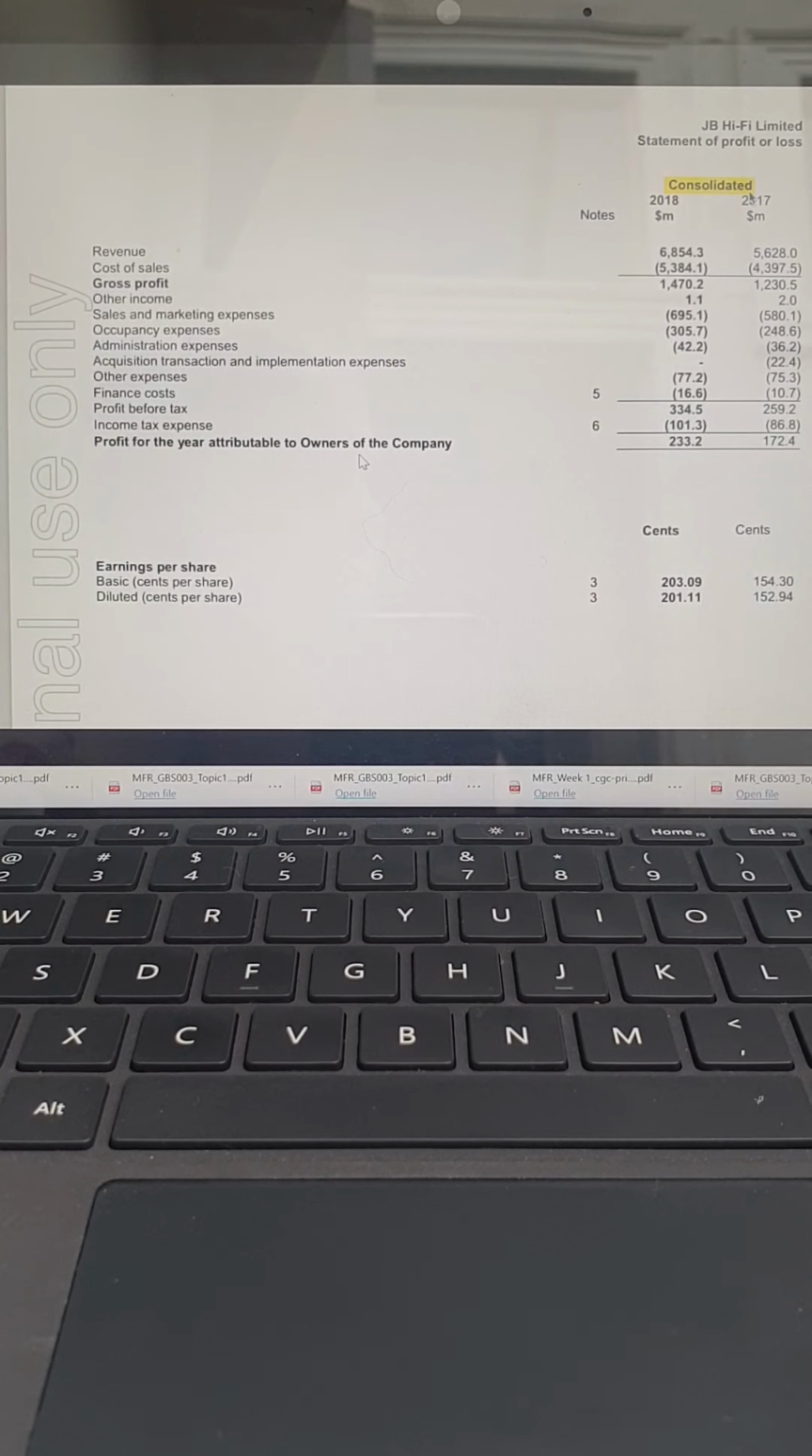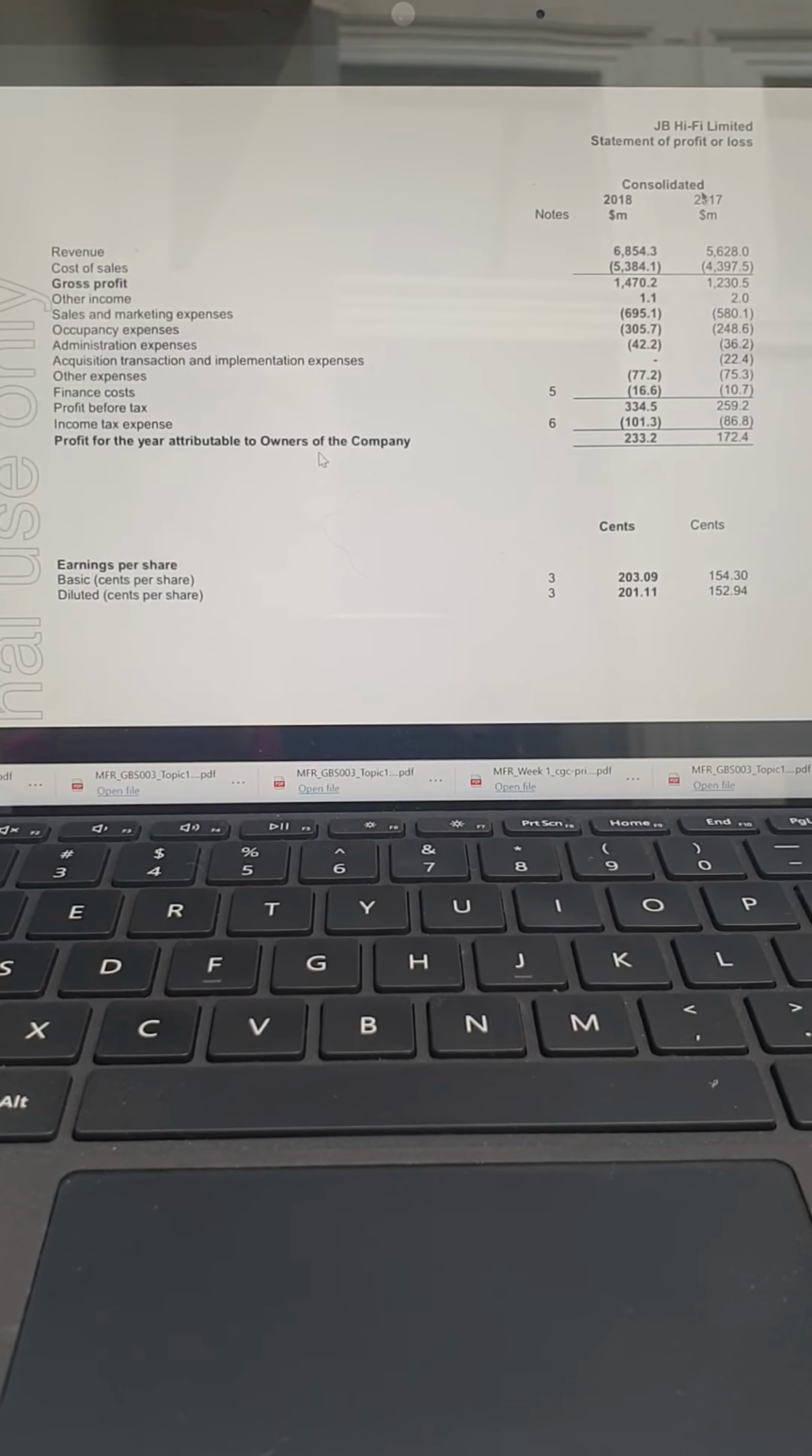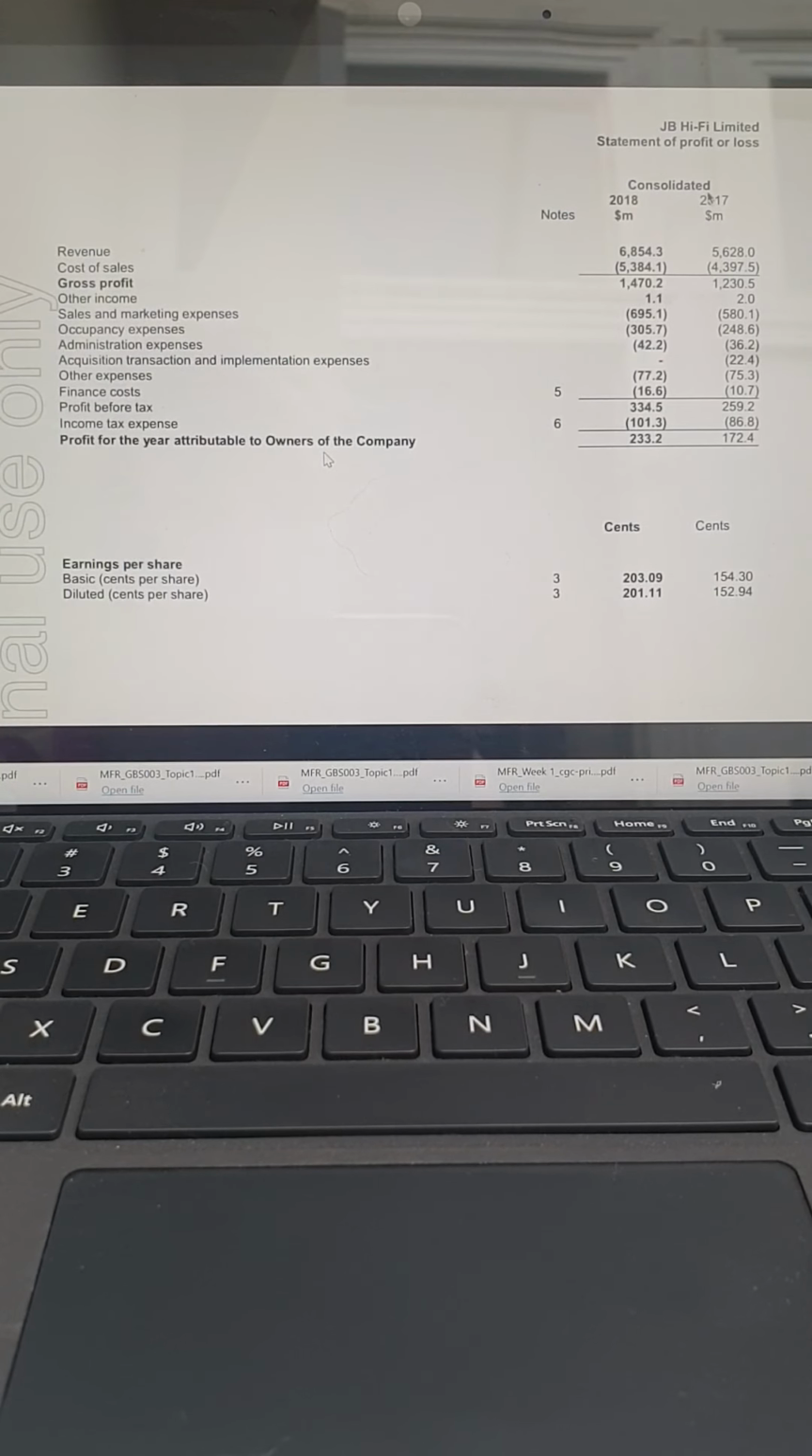That means that it's JB Hi-Fi, the holding company, and then all of its subsidiaries. So any organization that it's got a controlling interest in, all of those have been added together to create this group position. Let's start to look at the structure of this document.